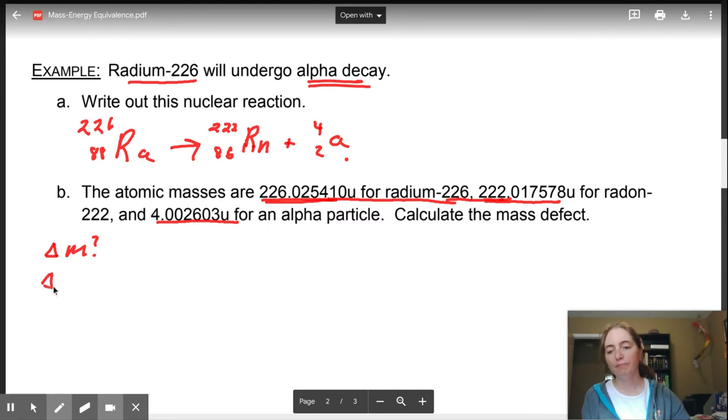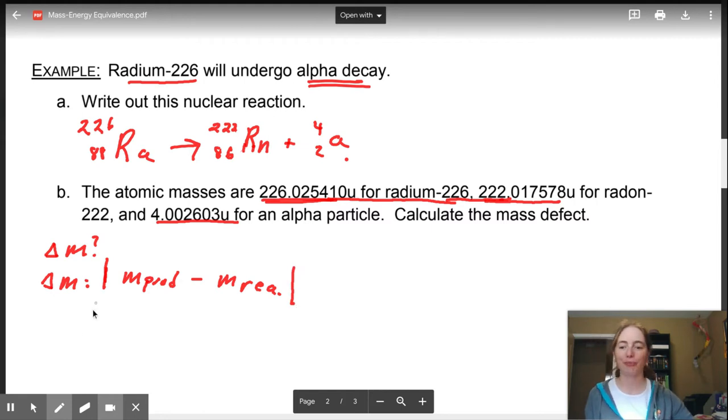Okay. Now our delta M is going to be the absolute value of the mass of our products minus the mass of our reactants. So these vertical lines here are telling us our absolute value. Okay. Well, we need to find the mass of our products. Well, our products are the radon and the alpha particle.